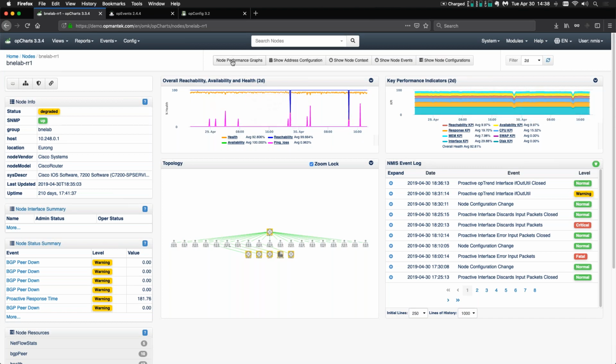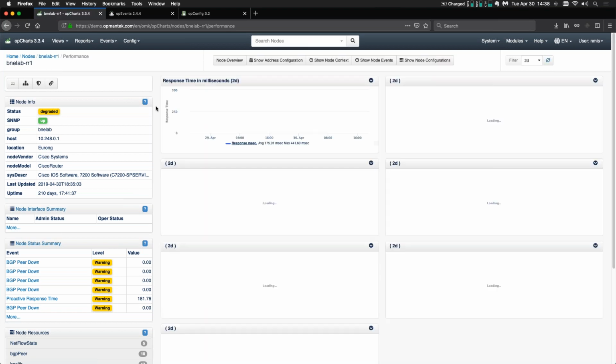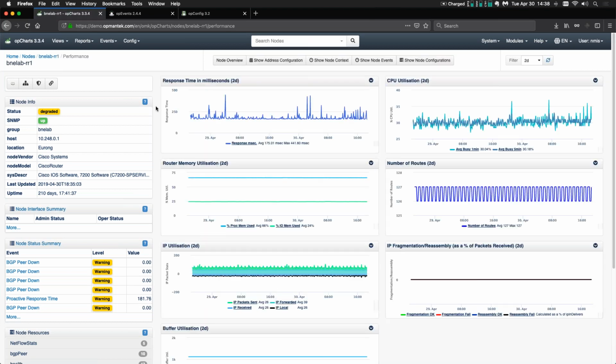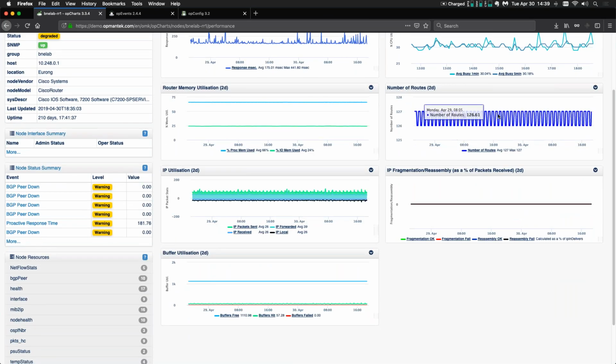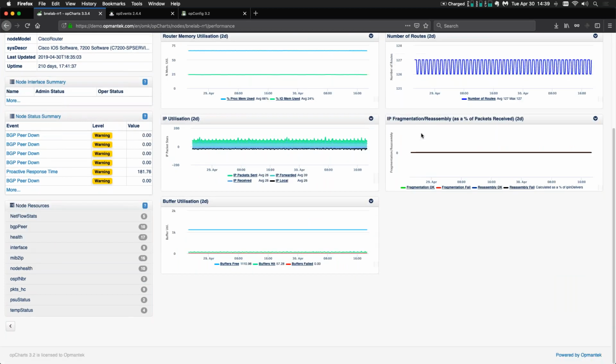I can also drill down into this device and look at certain performance graphs. And so I'll want to look at things like response time of the device, CPU utilization. So I can see here, for example, over the last 8 hours, CPU utilization has popped over 35% a couple times. That's not bad at all. Number of routes to the device have bounced up and down between 126 and 127. IP utilization seems pretty good.